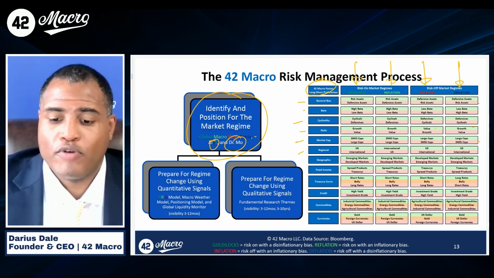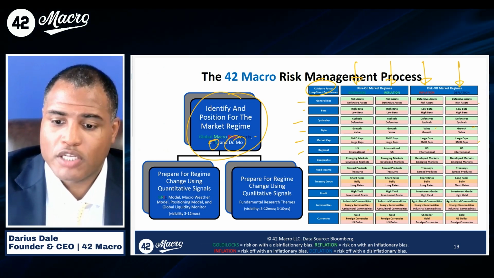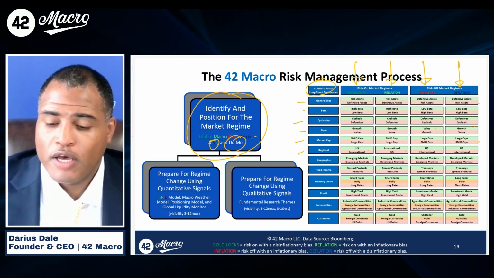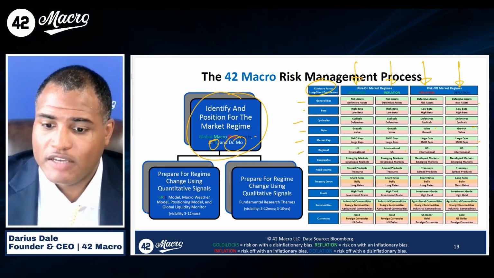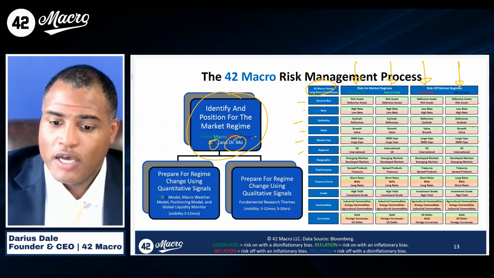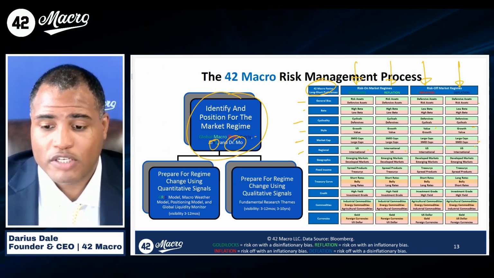From a regional standpoint, US tends to outperform international in Goldilocks, whereas international tends to outperform the US in reflation. And then the US tends to outperform both in inflation and deflation. EM tends to outperform DM when you're in a risk-on regime, and the opposite is true in a risk-off regime.